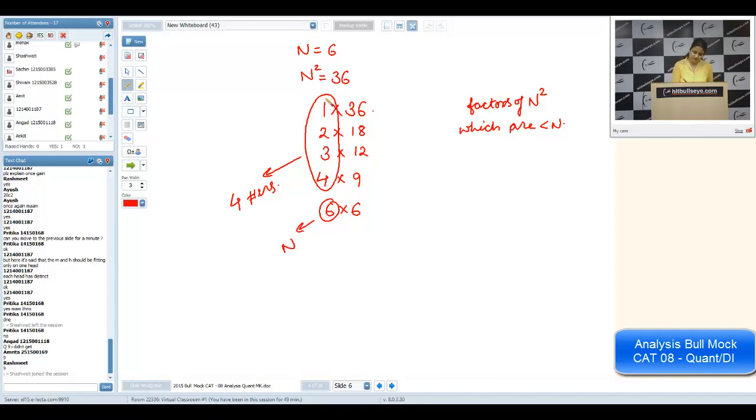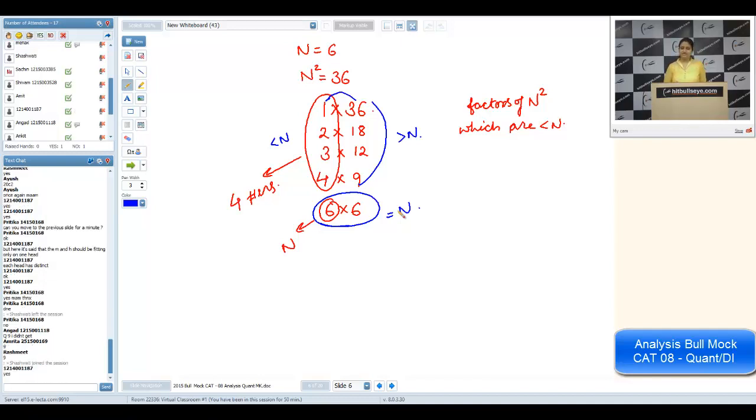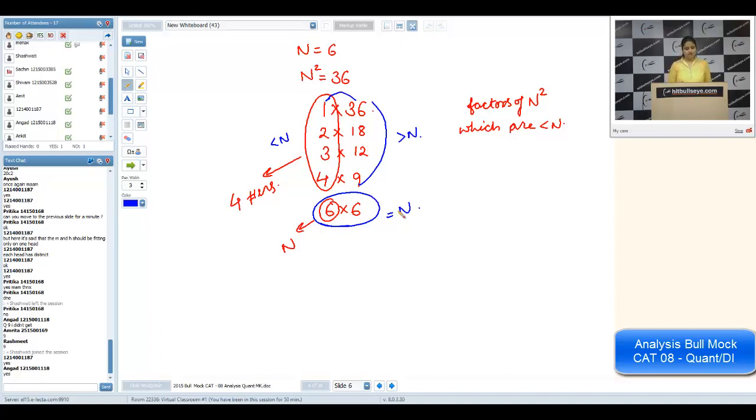So less than n, factors of n square, they are 4. Can you say for every factor we have a corresponding factor which is more than n? These are less than n factors and these will be more than n factors, and that is exactly equal to n. Are you getting me? So for every factor which is less than n, there will be a corresponding factor which is more than n. So we can see that corresponding to 1 we have 36, corresponding to 2 we have 18, corresponding to 3 we have 12, corresponding to 4 we have 9. Now I'm using the same logic.